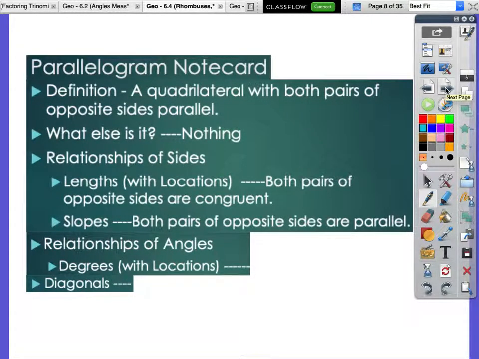Right. Slopes. It told us that both pairs of opposite sides.